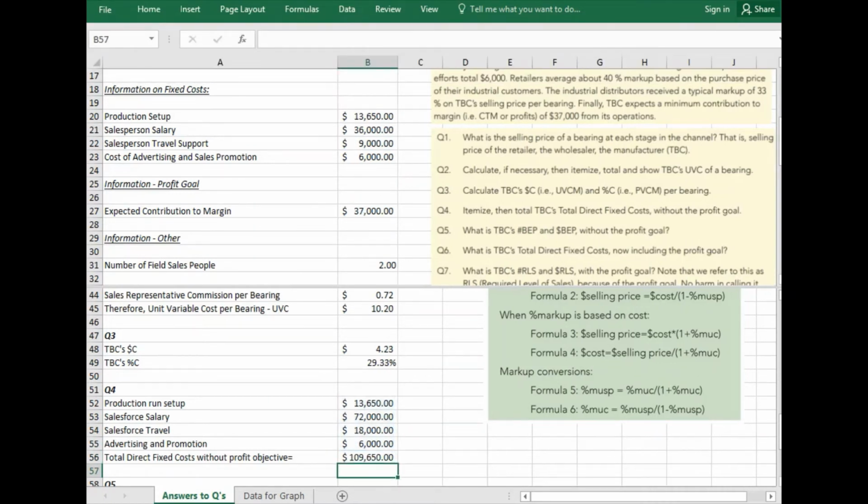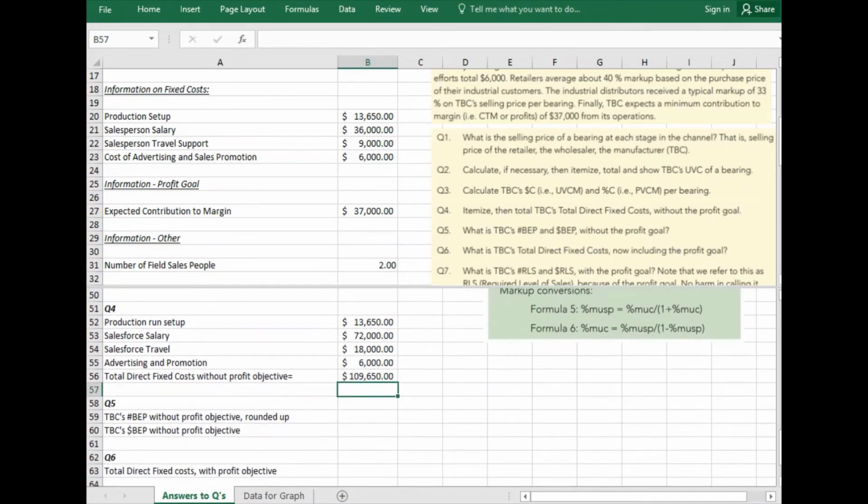Then we've got that advertising and promotion, which is $6,000. I think I'm going to use the sum button this time and just total that up. We've got $109,650 in total direct fixed costs without a profit objective. Okay, so that takes care of question 4. Piece of cake. Itemize, then total. It's a great way to double check that you've gotten all the information in there when you have to answer these questions. Okay, let's go to question 5.